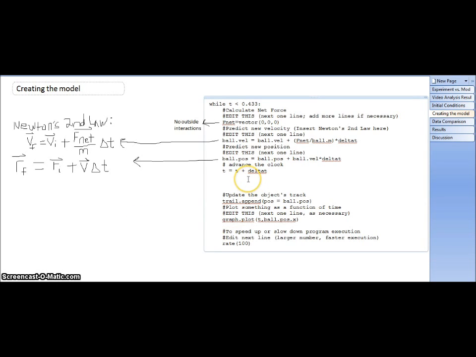Lastly, the time step is added to the total and the process is repeated. Each loop creates a prediction of data that is saved and reflected in the outputted graph that shows the predicted motion.